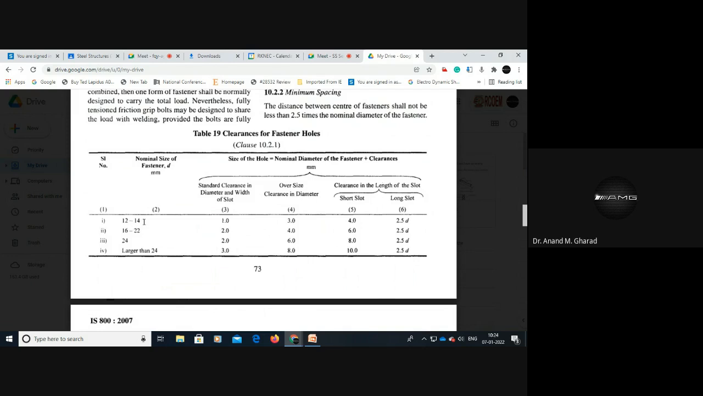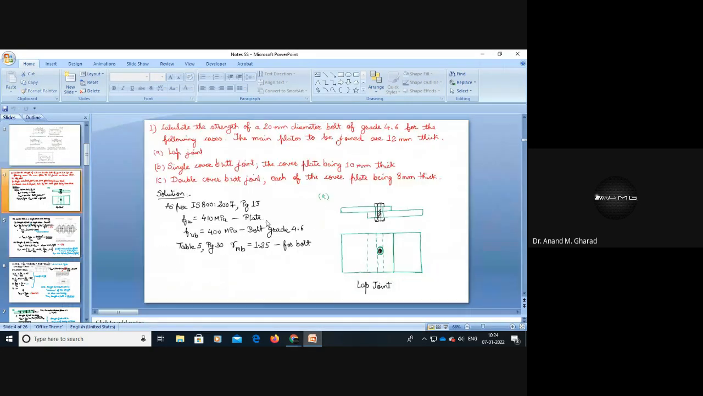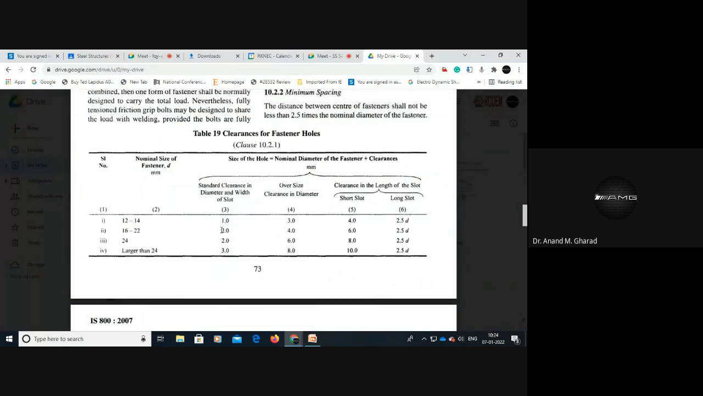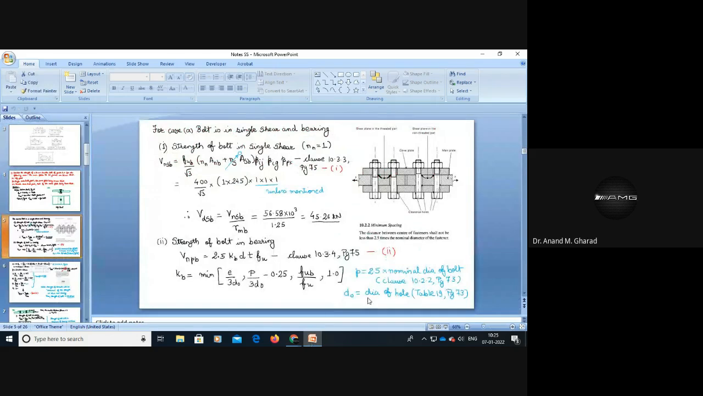So let me know what is the nominal diameter of the bolt given in our numerical. How much is it? It is 20 mm. Okay. So for a 20 mm diameter bolt, what clearance value is mentioned? It is 2 mm. Got it? So the size of the hole, or diameter of the hole, one and the same thing, is represented by D naught. So as per the clause, what should be the D naught value? It should be 20 plus 2, that is 22 mm. Got it?